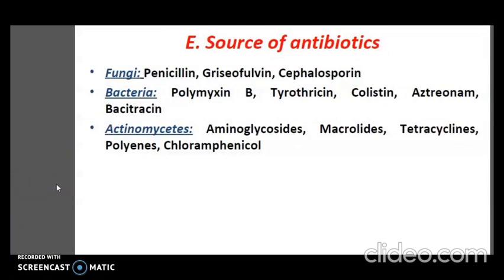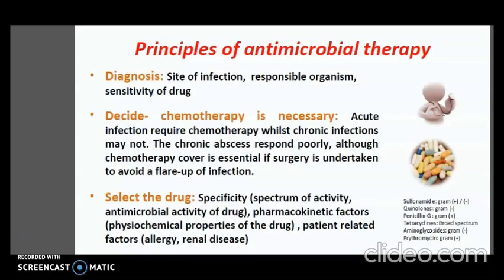And based on the source of antibiotics, the fungal antibiotics include penicillin, rhizoflavin, cephalosporin, and the bacterial ones are polymyxin B, tyrothricin, colistin, aztreonam, bacitracin, and the ones derived from actinomycetes include aminoglycosides, macrolides, tetracyclines, polyenes, chloramphenicol. Now let's see the principles of antimicrobial therapy.